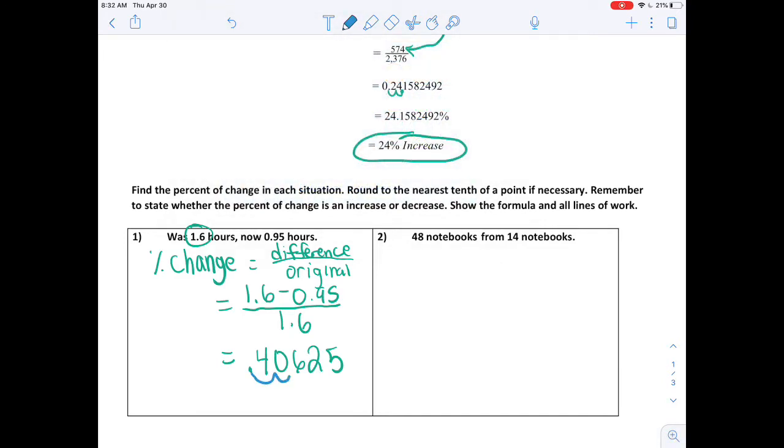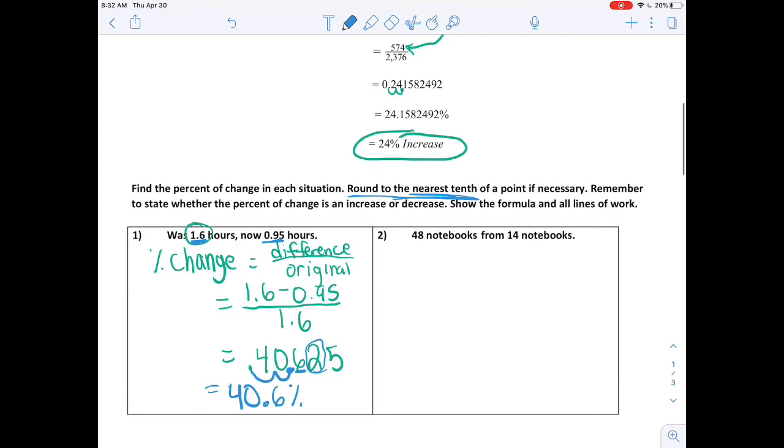Now I want to get this decimal as a percentage, so I'm going to move the decimal 2 spots to the right, and I am rounding to the nearest tenth. So this is equal to 40 point, okay, I see a 6, and then this 2 means I don't have to round it up, so 40.6%. Now, did I go up or did I go down? Well, it was at 1.6, and now it's at 0.95, so I went down. So 40.6% decrease.